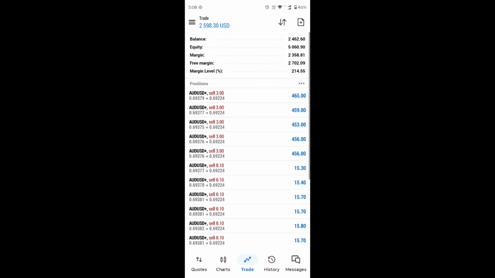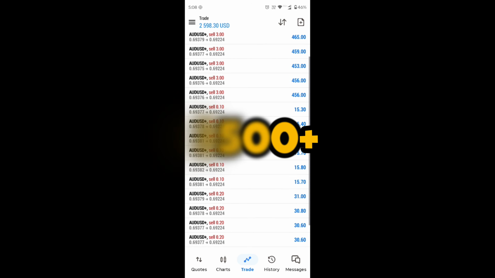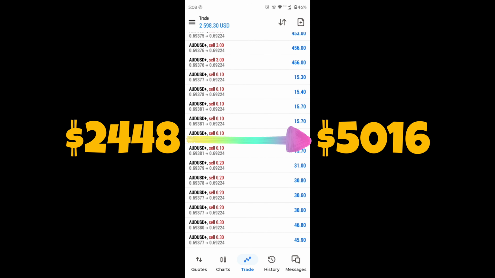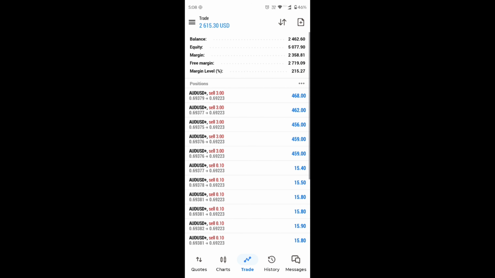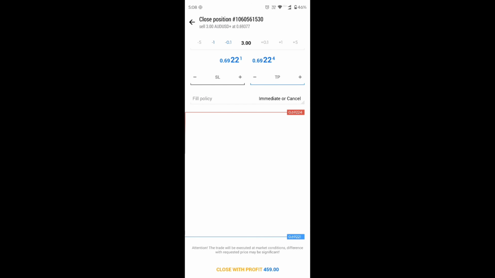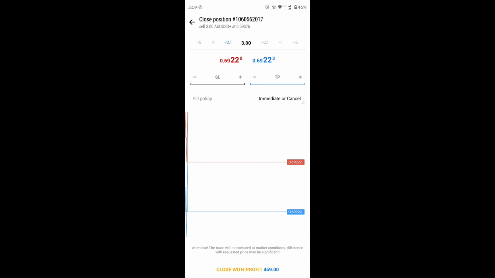Guys, we are currently running a profit of over $2,500. This account of mine originally held $2,448, which has now grown to $5,016. We generated this profit through a solid setup. We did not rush to place the trade, but rather entered only when a selling opportunity emerged in the market, through which we secured a sniper entry.